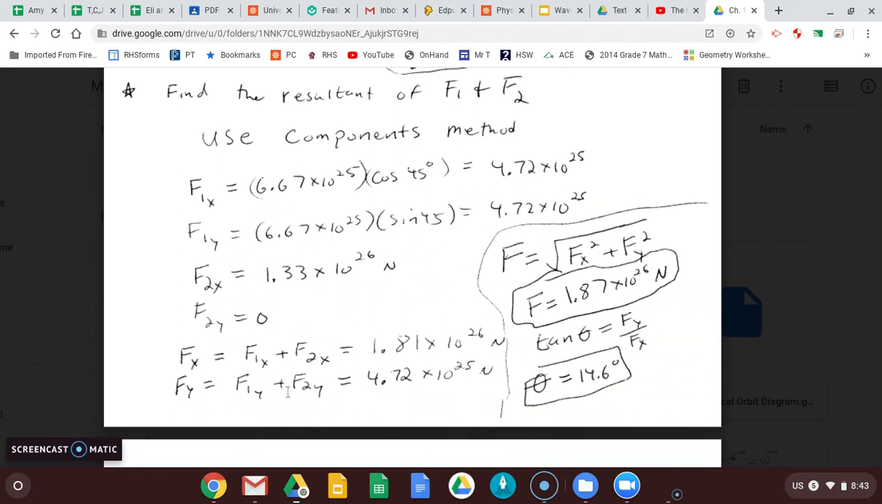Once we get through component method, we could use the Pythagorean theorem and find the resultant force, and the resultant force magnitude comes out as 1.87 times 10 to the 26 newtons. And we could also find the angle at that point to represent the direction, and that would be 4.6 degrees. So this represents the force and direction of the combined pull of the two larger stars on that smaller star. And that's it for all the examples in this section. There'll be some assignments posted on it.